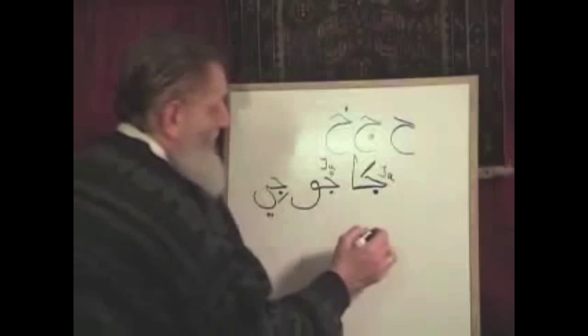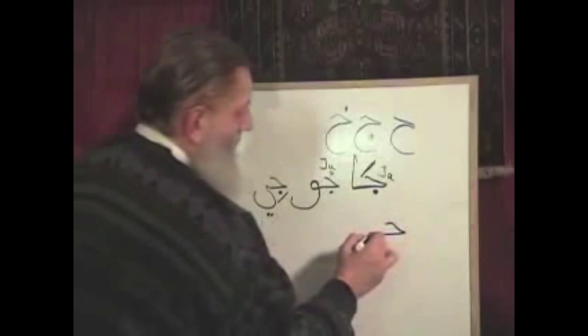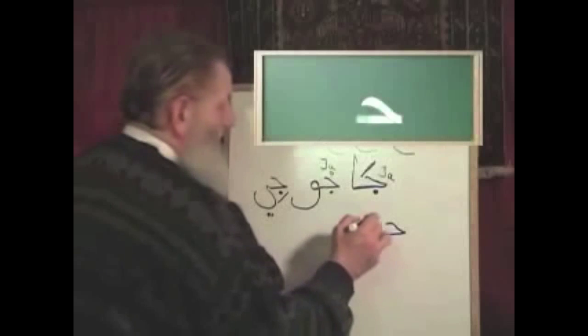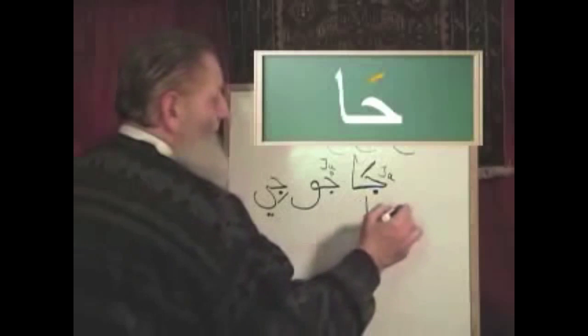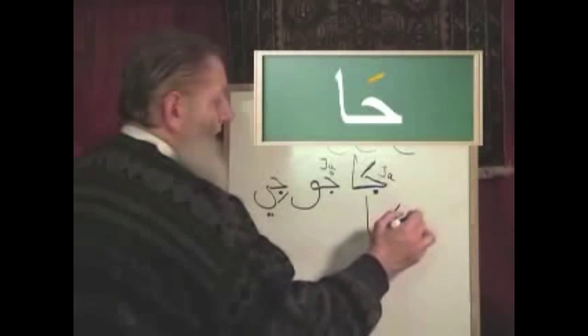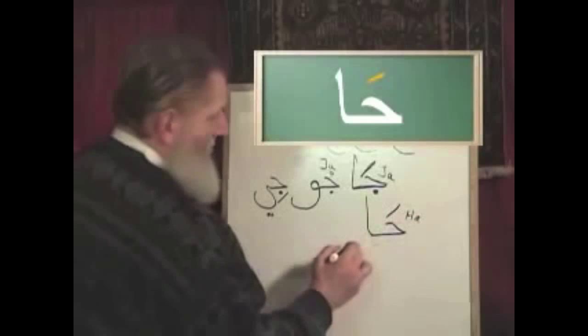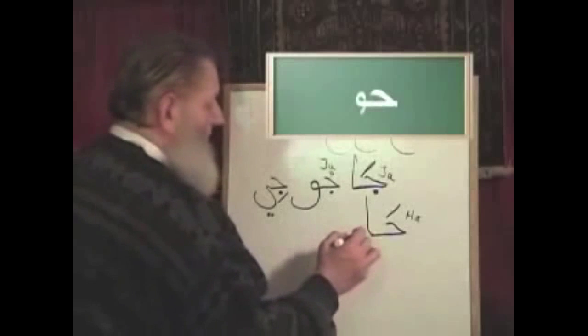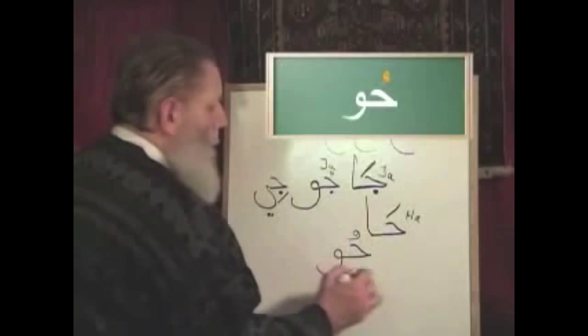Now let's take another one. Ha. But we're coming straight back so we don't drop his tail down. We'll give him the Aleph, and he becomes Ha. Let's do another one. Only this time let's give him the Wow, and he becomes what? Who.